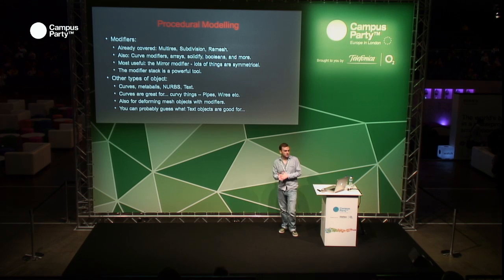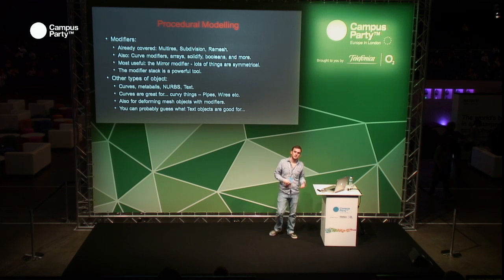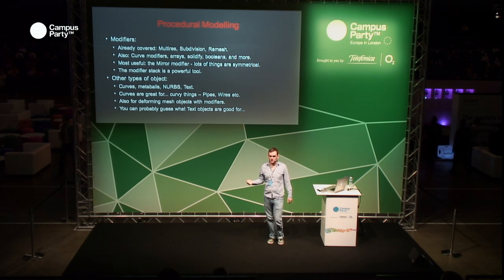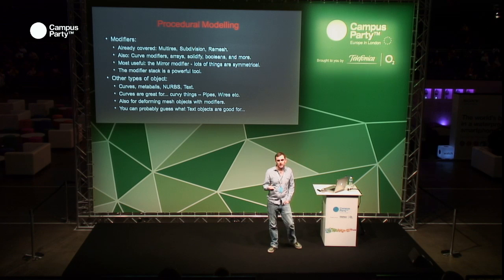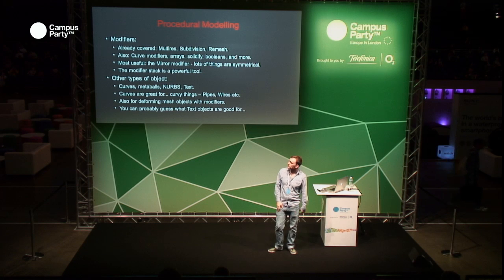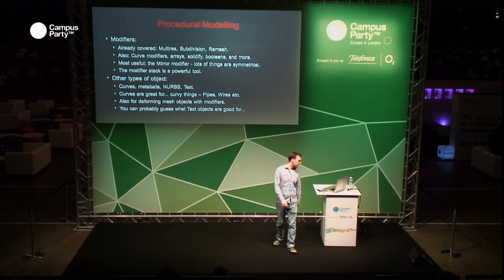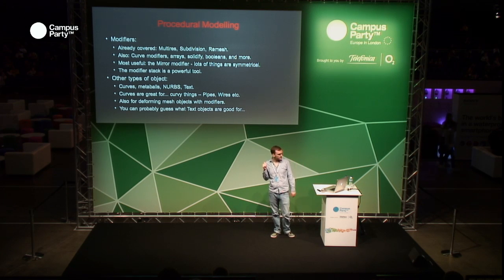So those are tools for maybe doing something organic, doing some sculpting, and then doing some retopology to make that into a manageable object. But what if you had some more technical things that you wanted to make, or you wanted to start with something simple and build that up into something more complex in a procedural way? Well, Blender's modifier stack is a great way of doing that. We've already covered the multires modifier that I added to do some sculpting, subdivision, and the remesh modifier, which we had a brief look at as well.